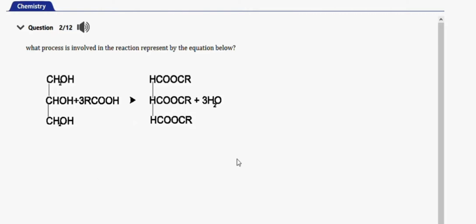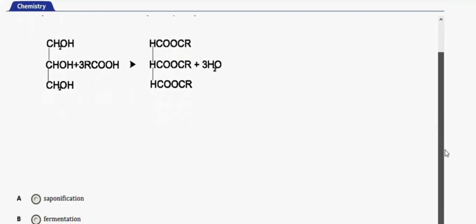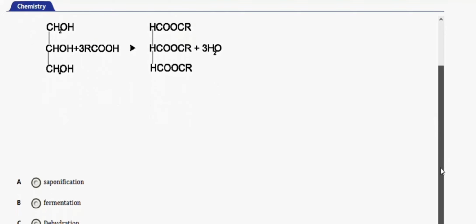So the right answer would be esterification reaction. So when alkanols react with alkanoic acid, they're going to have an esterification reaction. So that's it for this question. The next question will be this one.